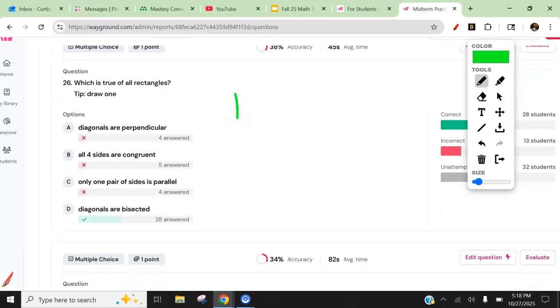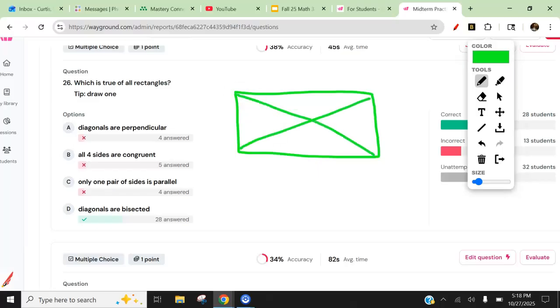What's true about rectangles? So make yourself a little rectangle like we did with the geoboards and the rubber bands. The diagonals are perpendicular, so I add in the diagonals. And note, these are not right angles in here, so no, they are not perpendicular. Are all 4 sides congruent? No, the top is congruent to the bottom, the right side is congruent to the left side, but not all 4 are congruent to each other.